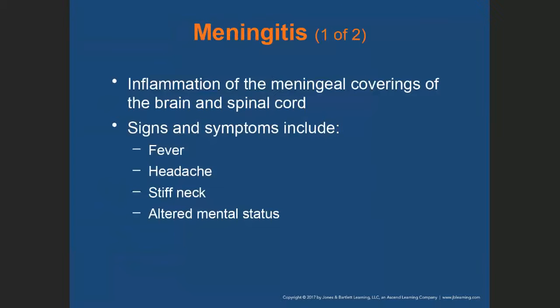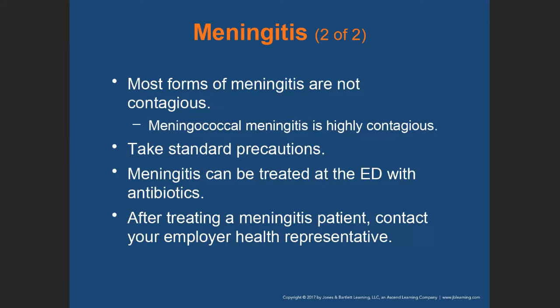All right, now meningitis. This is inflammation of the meningeal covering of the brain and the spinal cord, so that's the membrane. Signs and symptoms include fever, headache, stiff neck, altered mental status. They can get photosensitivity as well. They are at risk for seizures too. Most forms of meningitis are not contagious, right? But the meningococcal meningitis is highly contagious. Take standard precautions. Meningitis can be treated at the ED with antibiotics. After treating a meningitis patient, contact your employer and health representative.